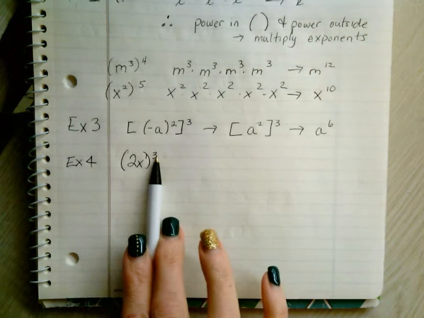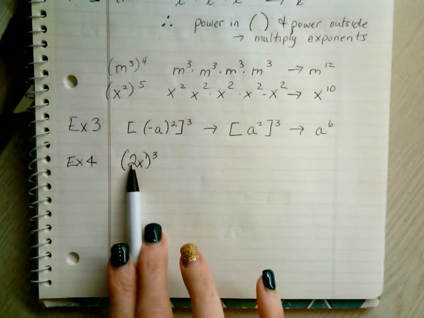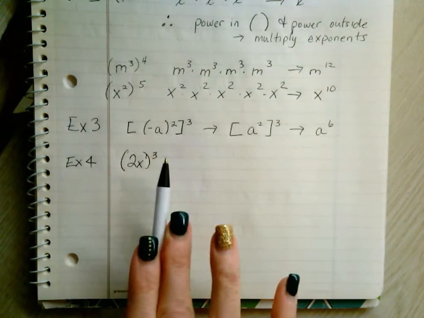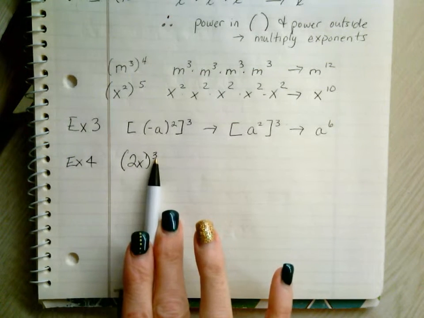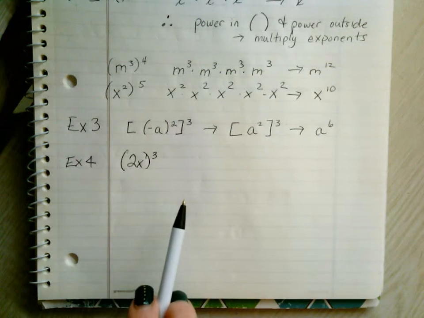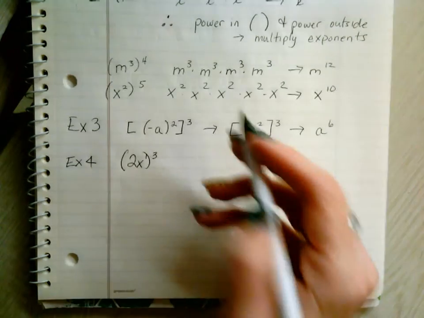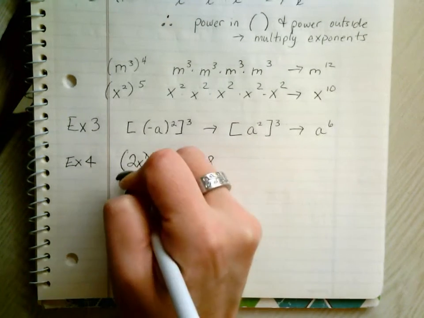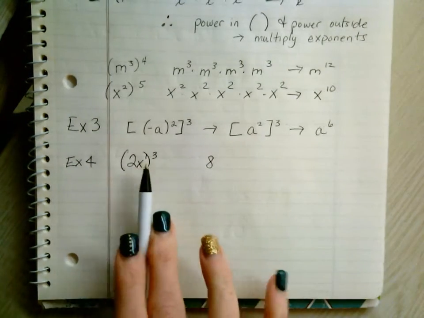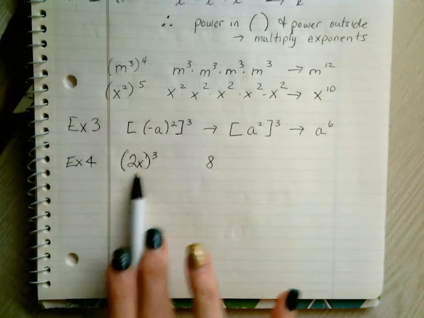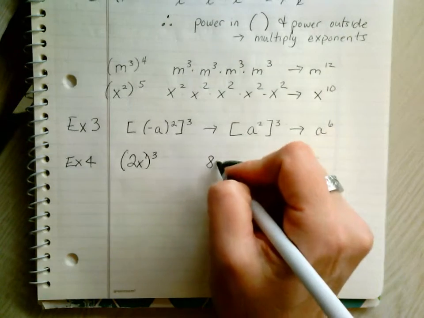And that is being cubed. When you have a coefficient, the power on the outside, the exponent, affects both pieces. So you're going to cube the 2, which is 2 times 2 times 2, gives you 8. And you're going to, of course, follow the rule for the power of a power. X to the 1st to the 3rd is x cubed.